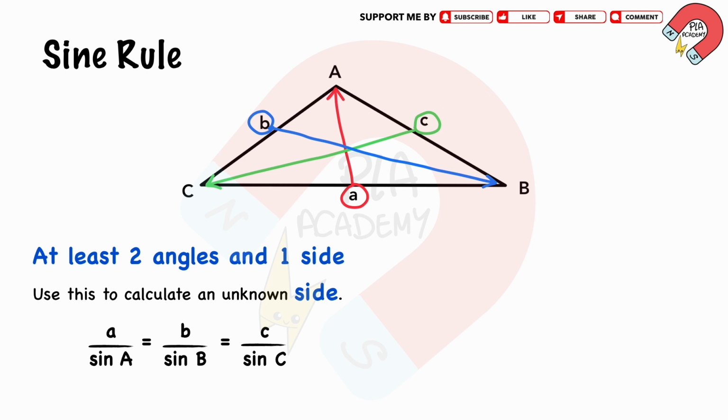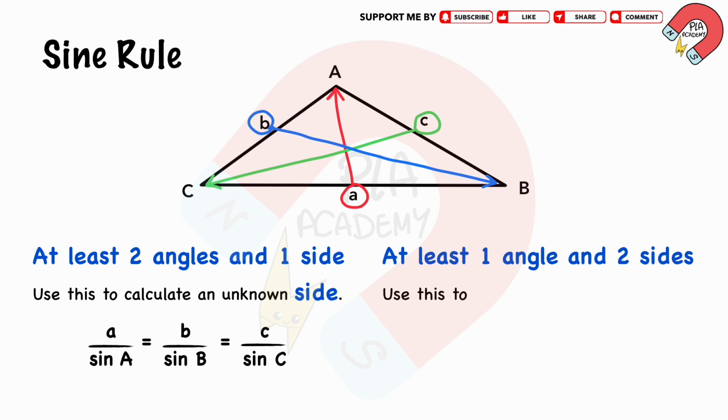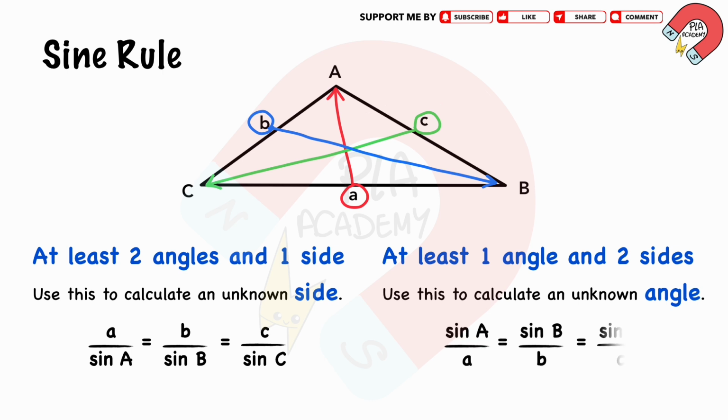To find a missing angle, you need to know two sides and a non-included angle. For these problems, we flip the formula so the angles are the numerators. Sine A over side a equals sine B over side b equals sine C over side c. Both formulas are essentially the same, but here is a pro tip. When finding a side, keep the sides on top. When finding an angle, keep the sines on top. This makes the algebra much simpler.